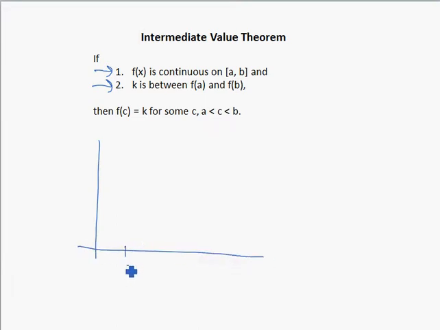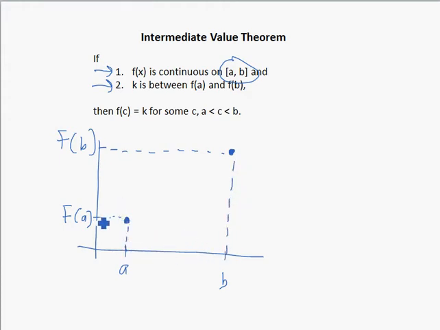So let's say this is a and this is b. This is our closed interval from a to b. And it says f of x is continuous from there. So it just goes from some point, like right here, and if this is a and our function's f of x, then the y value is just f of a. And let's say the point for b is up here somewhere. So that makes this right here f of b. f of a is right here. So we're looking at the interval from a to b on the x-axis and from f of a to f of b on the y-axis.